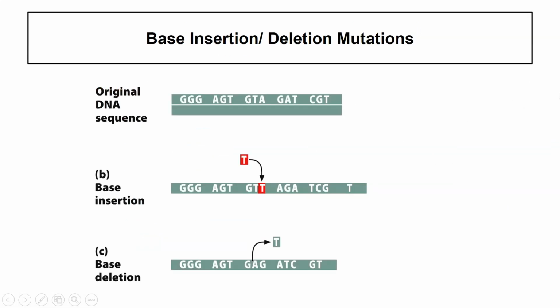And for insertion deletion mutations, if this is the wild type sequence, inserting a single base here, T, GTA becomes GTT, and the A is still there, but you have that additional base being added. And a base deletion is removal of a single base compared to the wild type sequence.